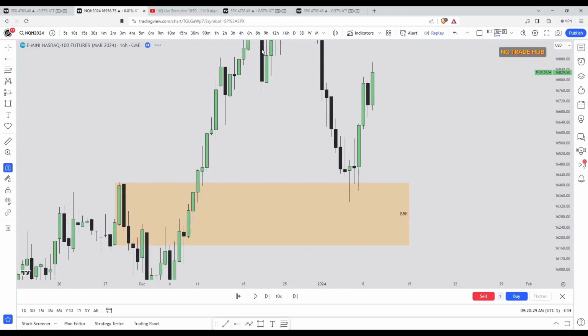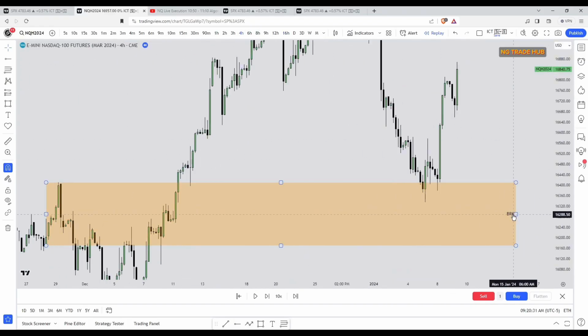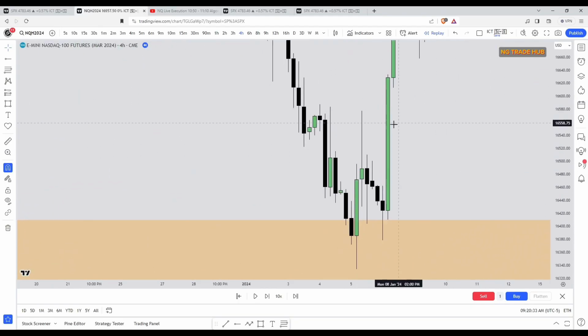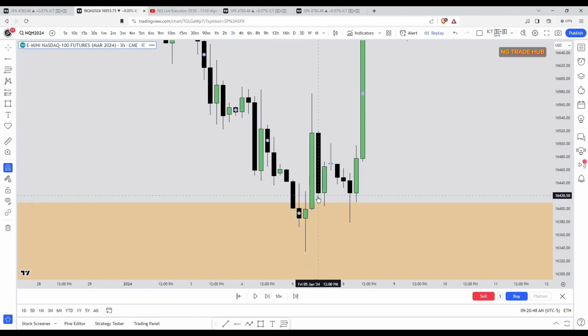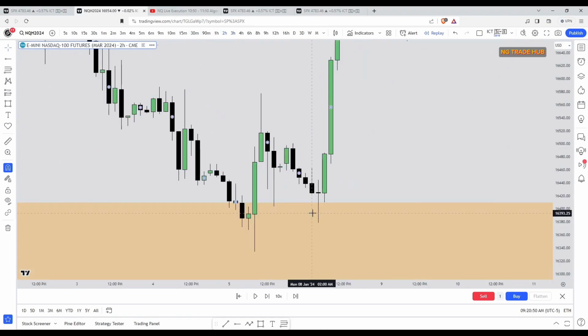We can go down into a lower time frame now. So this was a 16-hour breaker. If we go onto a 4-hour chart, I don't see any change in the state of delivery here with the fair value gap. So typically I'll go into a lower time frame. See how there's no fair value gap right there? Well, then I'll go into a 3-hour. No fair value gap there. 2-hour. And then it's there on the 2-hour.